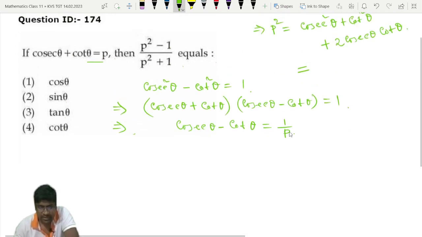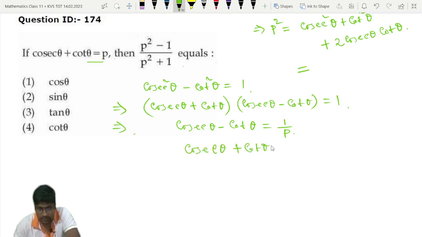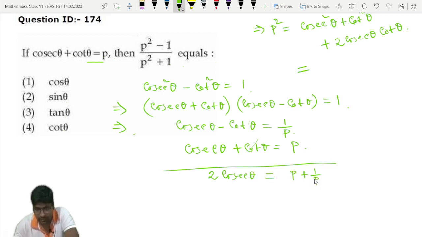Okay, that we can write, but will that help us anyway? Cosec theta minus cot theta is equal to 1 by p, and cosec theta plus cot theta is equal to p. So if we add them, what we will get, 2 into cosec theta will be equal to p plus 1 by p, that means equal to p square plus 1 divided by p.